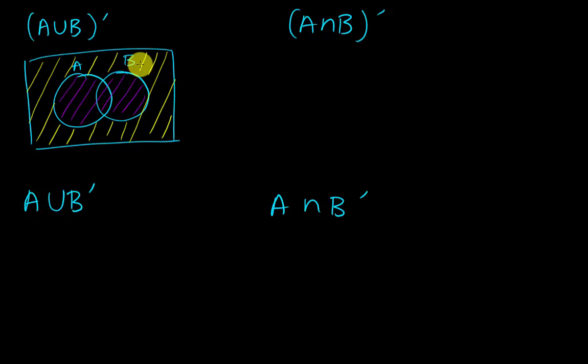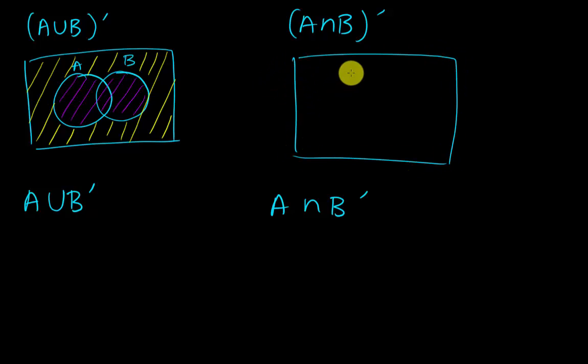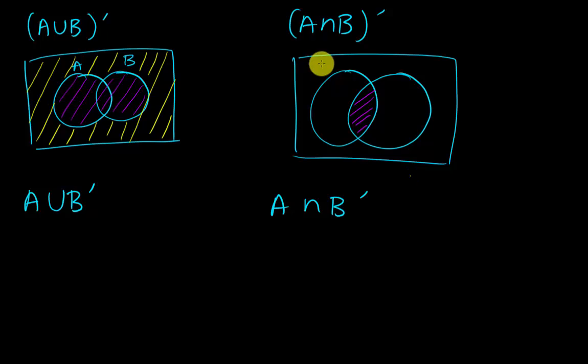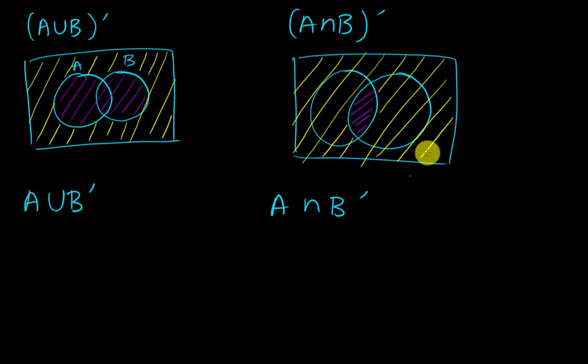So if this is A intercept B, this is your part. Complement means not this one. When I say not this one, it means everything except the purple color. So this is what you have if you have A intercept B complement. Means everything except the purple color.